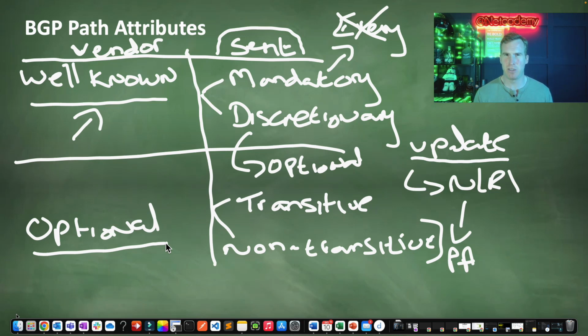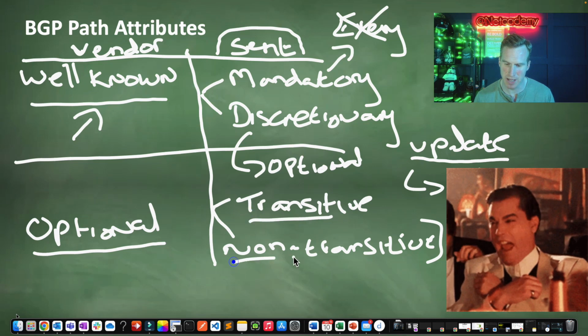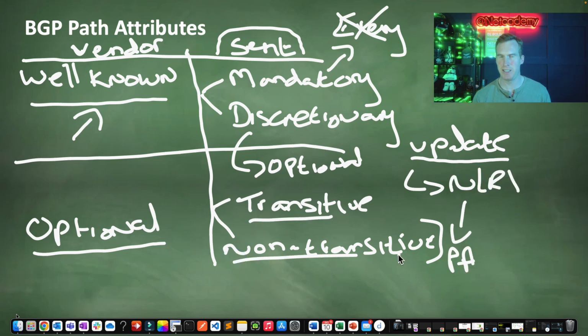Not all vendors have to support it. And more than likely, we're never going to support it, otherwise we would have done so by now. So optional just basically means that it can be there in those update messages, but the vendors don't necessarily have to support it. But then we come down to transitive and non-transitive. Transitive basically means if a Juniper router receives an update message with an optional BGP path attribute and it's transitive, we can forward it on to other BGP peers within the same autonomous system. Non-transitive basically means we are not going to forward it on to other routers.